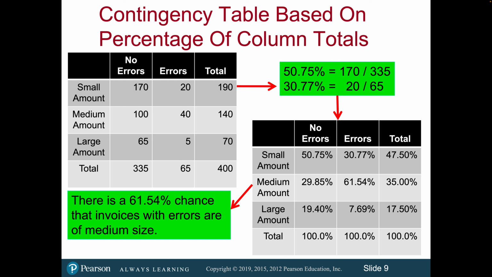Now, compare that to the column total. What does the column total do? Well, as you would expect, it divides by the columns, the total of the columns. Our focus on this first column is 335. So we take 170 divided by 335 to get the 50.75.